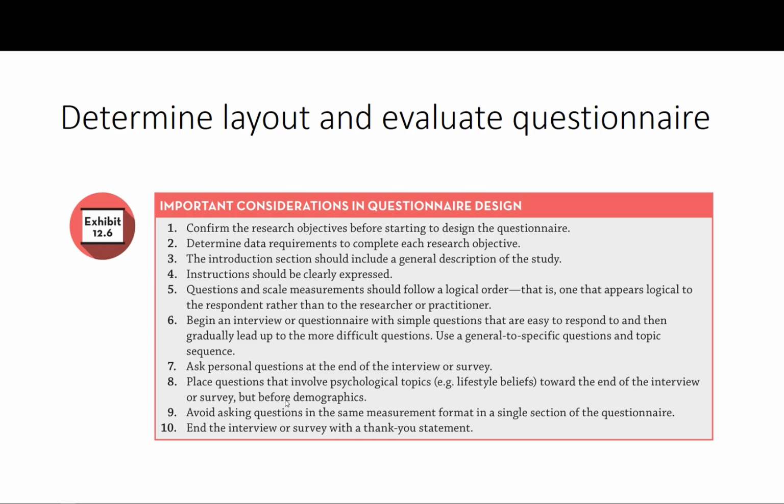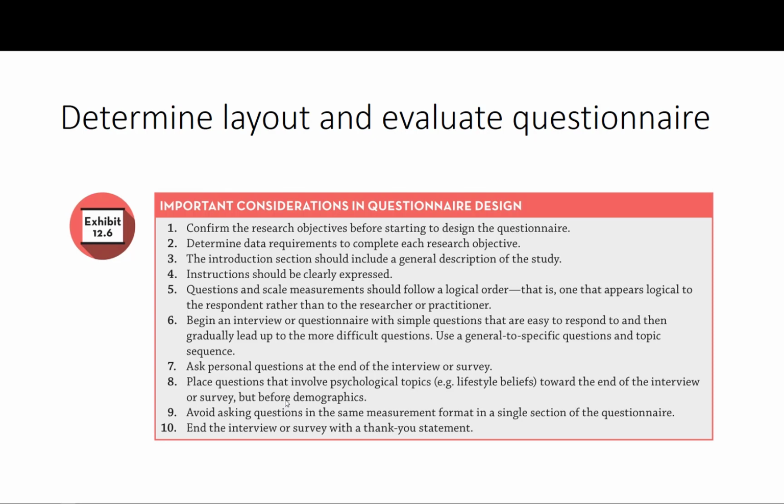There should be instructions to respondents or interviewers on how to complete the questionnaire and particular questions. So if you're using measurement scales, you can provide examples of how the measurement scale should be completed. Questions and scale measurements should follow a logical order. This is a logic for the respondent, not necessarily the researcher.